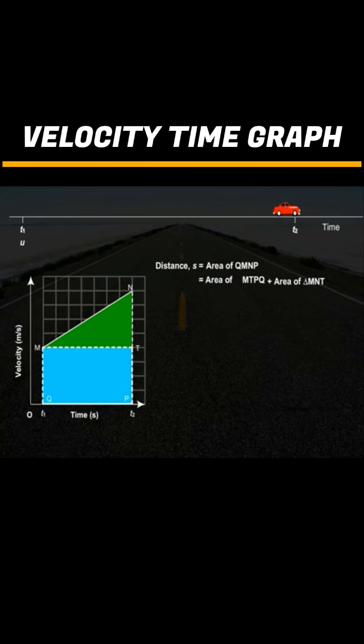Right? Now, if you look at the graph, initial velocity u is equal to mq, which is equal to tp. Fine. And pq is t2 minus t1, which is also equal to mt. Now let's first look at our rectangle. What is the area of this rectangle? Simple. u, that is one side, into t2 minus t1. That is simple.